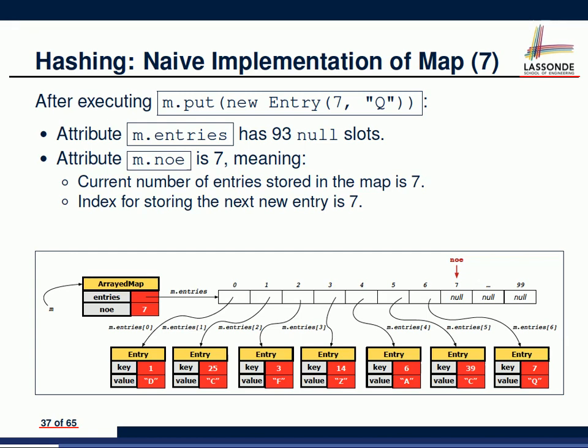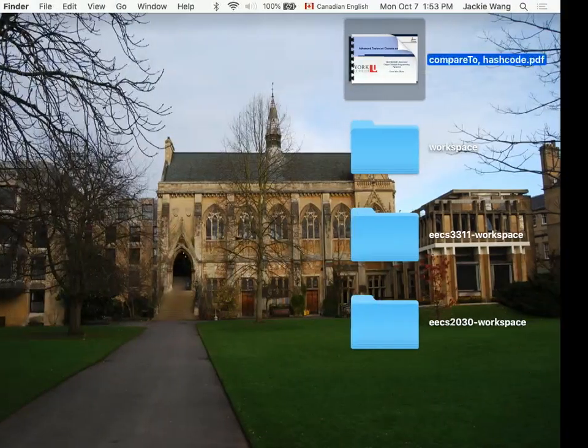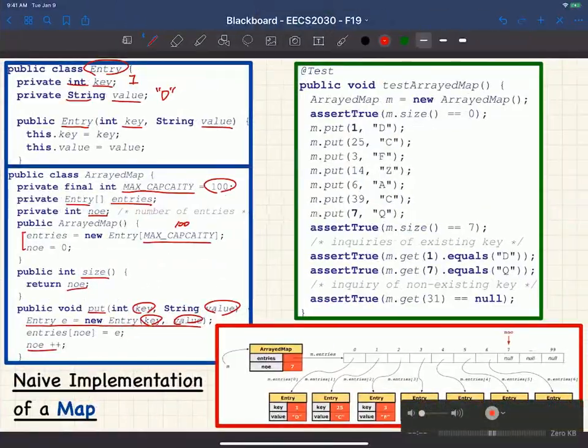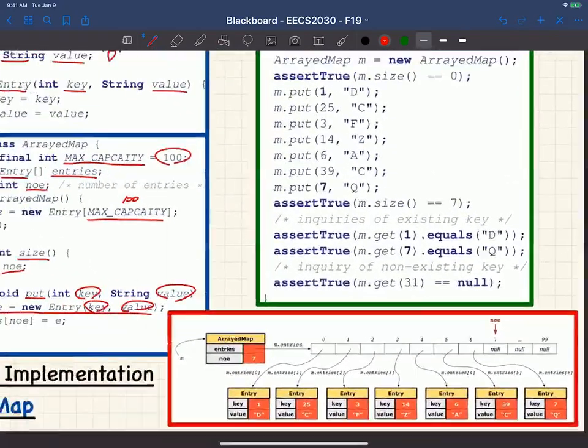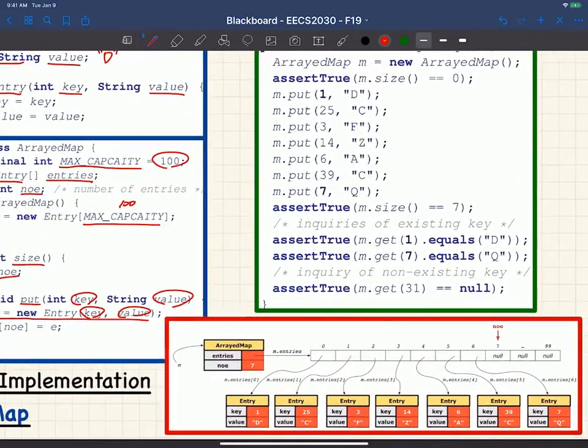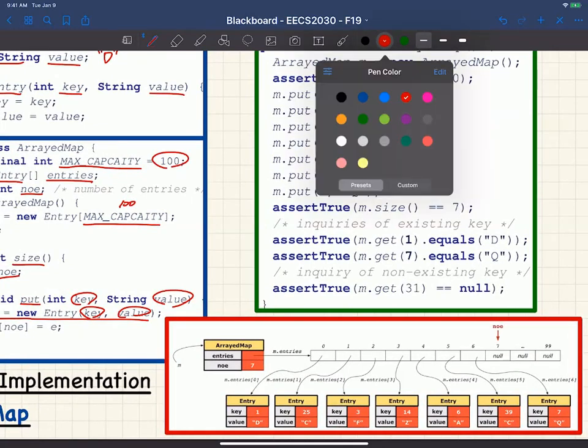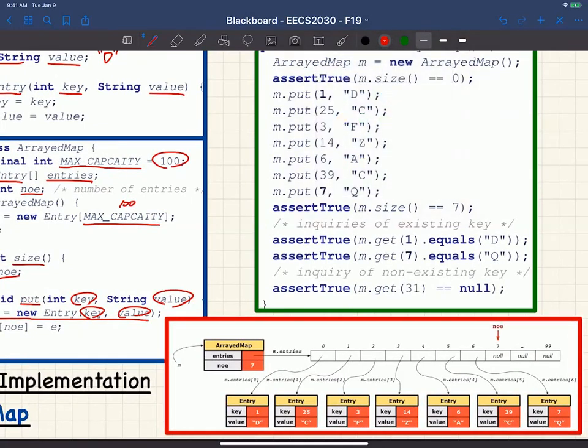We'll get there. So now I would suggest we go over this particular test case very quickly, and feel free to refer to the diagram at the bottom there. Notice that each entry has a key and a value: 1 D, 25 C, 3 F, 14 Z, 6 A, 39 C, 7 Q. Just in case you cannot read it, I'll read it out to you.